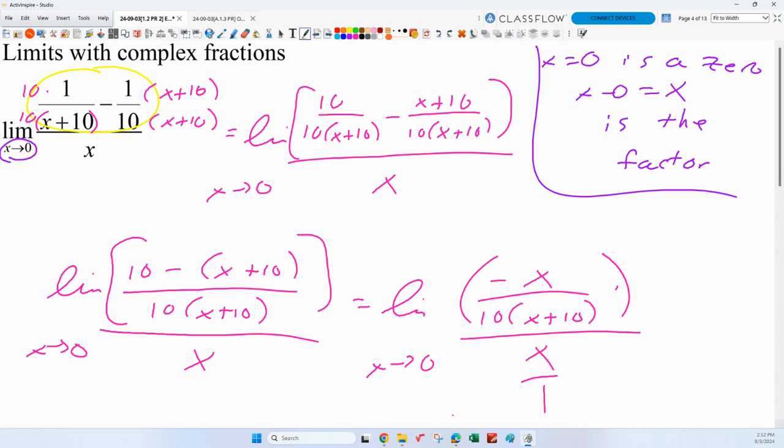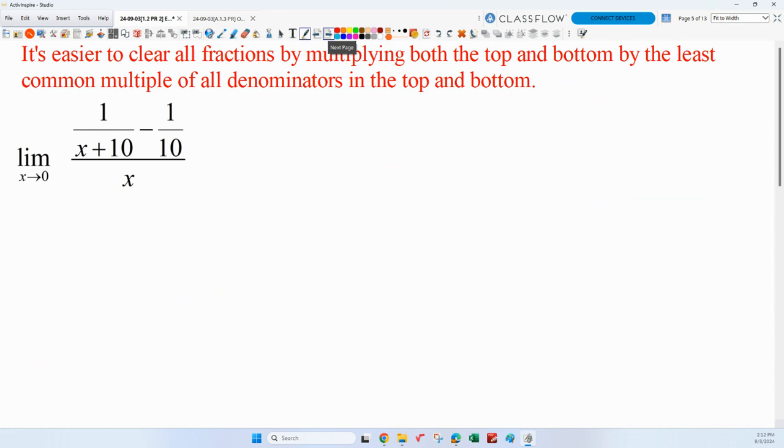You got to think back a few days ago. But what part probably slowed us down the most? Yeah, finding the common denominator, combining the fractions, doing all that stuff, right? Is there a shortcut? You bet there's a shortcut. It's easier to just clear all the fractions by multiplying both the top and the bottom by the least common multiple of all the denominators, what the common denominator would be if we got it, okay? So what is that going to be? What's the least common multiple of all denominators in the top and bottom?